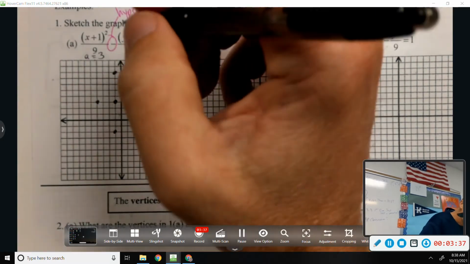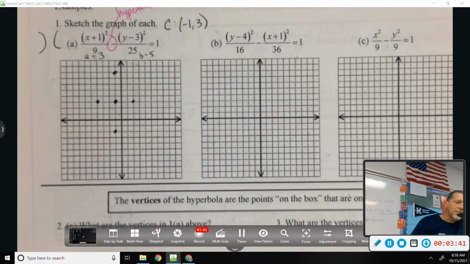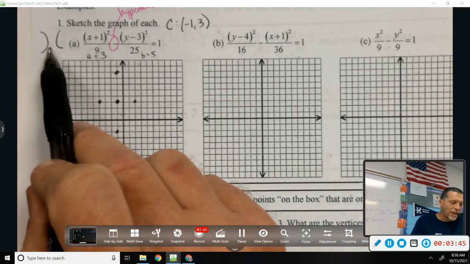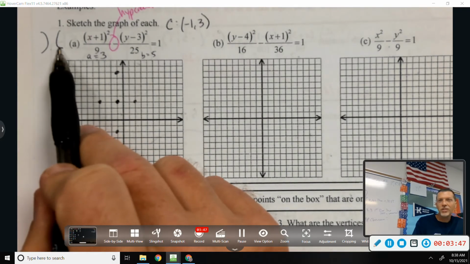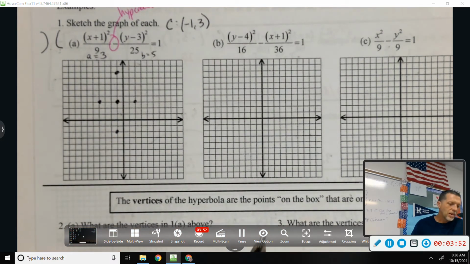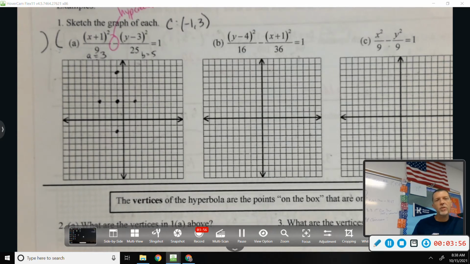Okay. So I know what this is going to look like. I know it's going to be a left and right hyperbola. In fact, it's a really good idea to sketch that at the very beginning to make sure your picture looks like that and not an ellipse or an up and down hyperbola. How do you know? Because the x is first, so it goes left and right.